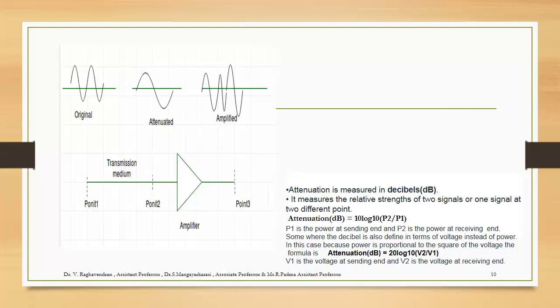Sometimes the decibel is also defined in terms of voltage instead of power. In case the power is proportional to the square of the voltage, the formula used is attenuation in dB equals 20 log 10 of V2 divided by V1. Here V2 means the voltage at the receiving end, and V1 means the voltage at the sending end. P represents the power, V represents the voltage.